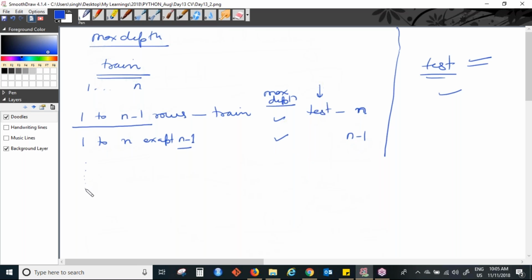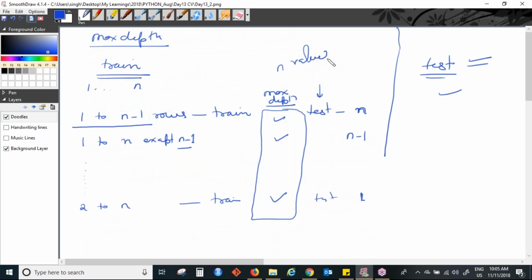And this process will repeat. At the last, it will start from 2 to n. Rows 2 to n will be my train data, and my test data will have the first row. And again, I will calculate the value of max depth. So how many values of max depth will I get? I will get n values of max depth.